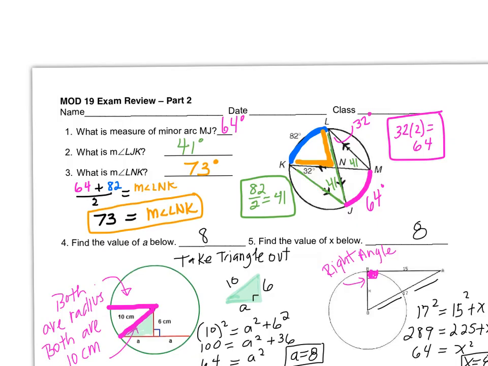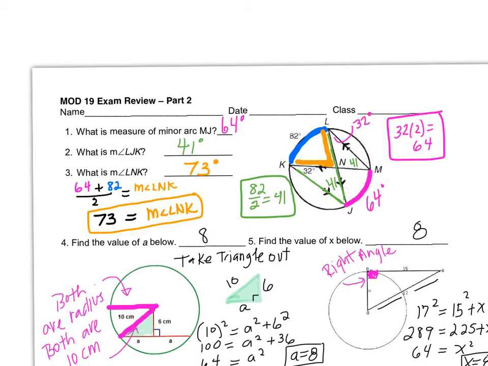Number 1. They want me to find the measurement of arc MJ, and MJ is this pink one here. They also want me to find the measurement of angle LJK, which is the green one here, LJK. And they also want me to find the orange angle, which is LNK, which starts here at L, goes to N, and goes to K. So those are my 3 things that I need to find.